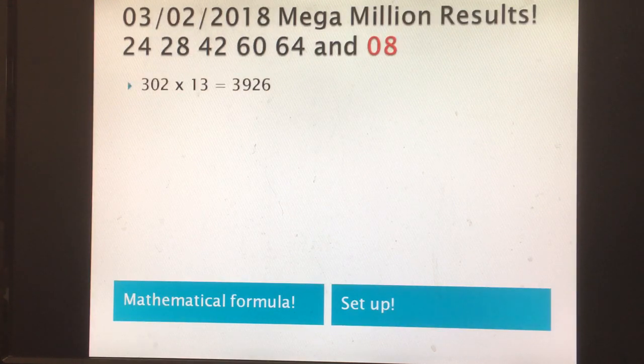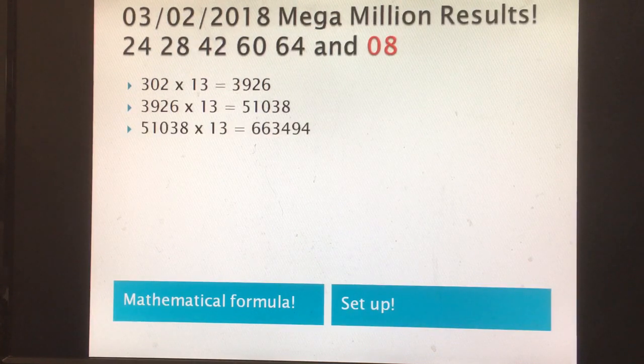And it goes like this. 32 times 13, which is 3,926. 3,926 times 13, which is 51,038, will be your first set, and 51,038 times 13, which is 663,494, will be your second set. And you also multiply that number by 13, which will give you 8,625,422. That will be your third set.